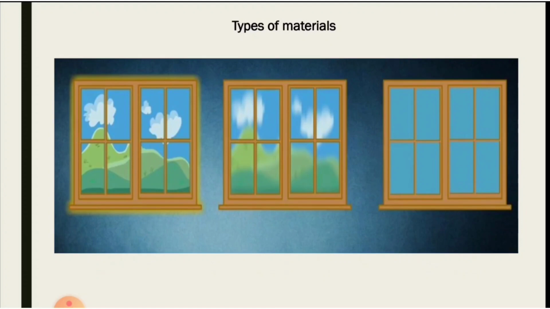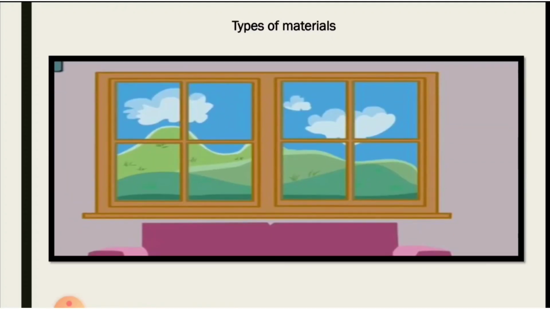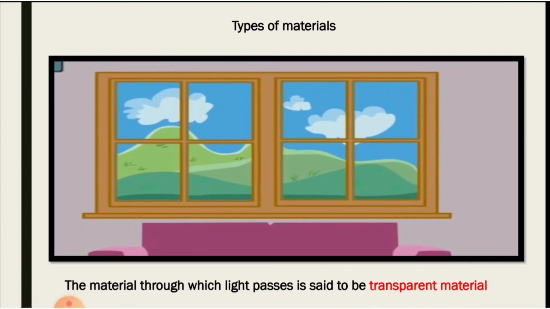Types of materials. Now, look at the picture which shows 3 windows, and to those 3 windows there are 3 different materials of the window panes: transparent, opaque and translucent. Now we have to identify which one is transparent, opaque and translucent. Now look at the first window. In the first window you can see the image very clearly. So the material through which the light passes easily and we can see the objects clearly is said to be a transparent material.